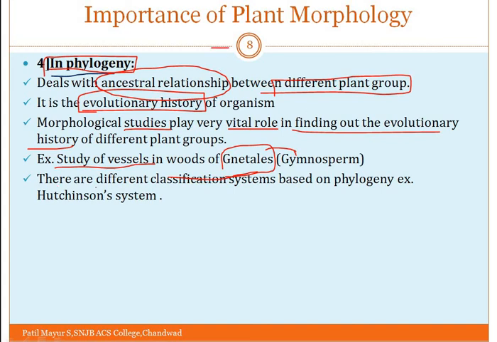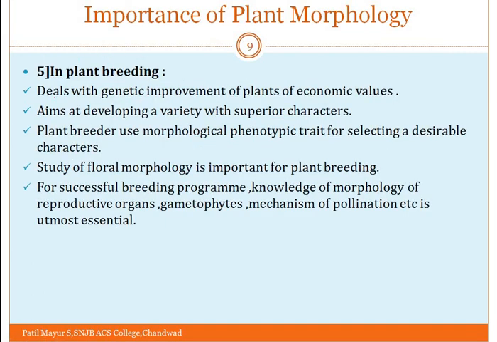Then there are different classification systems which are based on phylogeny, like the Hutchinson system. So overall, plant morphology is important in phylogeny. We'll move forward. Last is plant breeding.